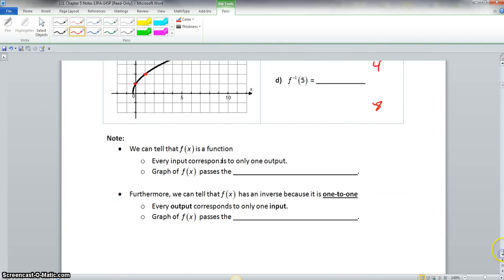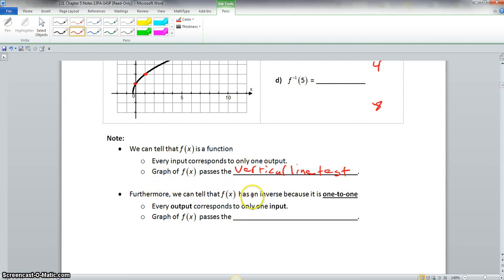Now we scroll down here. It says note. We can tell that f of x is a function. Every input corresponds to only one output. Now the graph of f of x passes the vertical line test. Now remember, with the vertical line test, that means that the vertical line only touches the graph once. So again, the vertical line only touches the graph once.